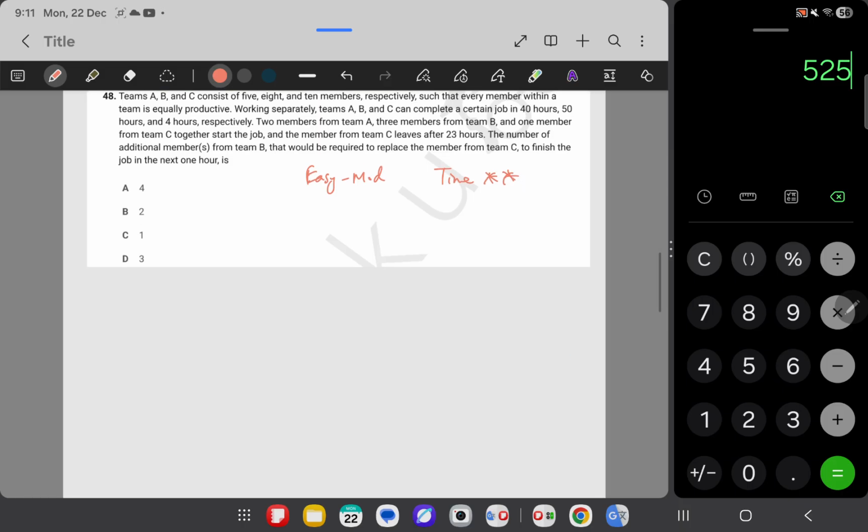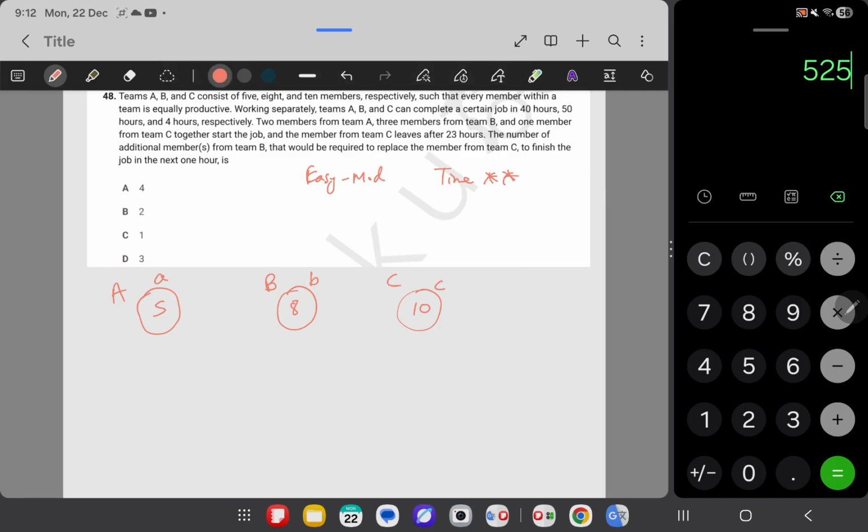So see, how I do is, I don't directly jump into taking the LCM of the total working hours or total work capacity and then figuring out how to do it. I simply write down the things that are in the question. So this is team A, it consists of 5 members. This is team B, it consists of 8 members. This is team C, it consists of 10 members. So let's say the efficiency of each member is A here, small b here, small c here.